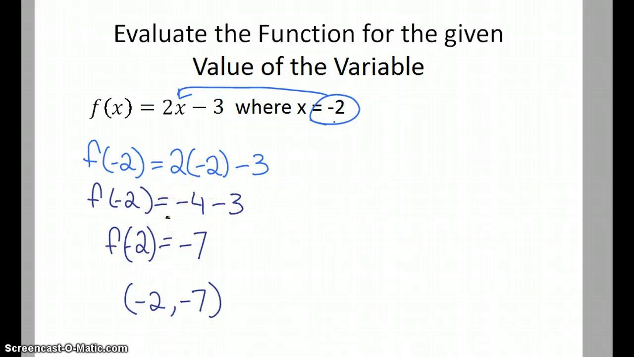There's going to come a time when we're doing a lot of different problems, evaluating one function with a lot of different values, and this is going to allow us to label our work so we know what work is located where.